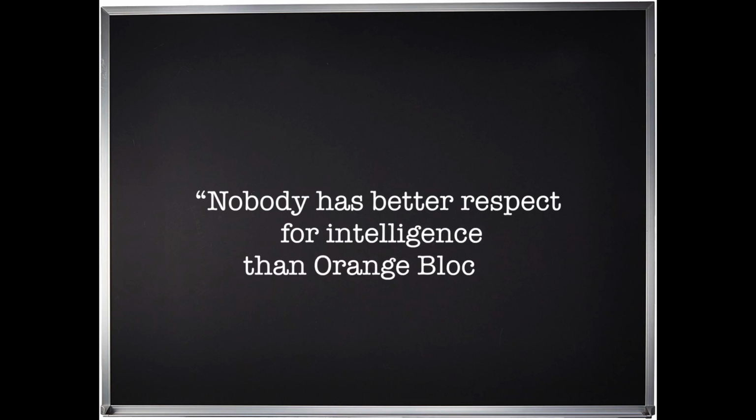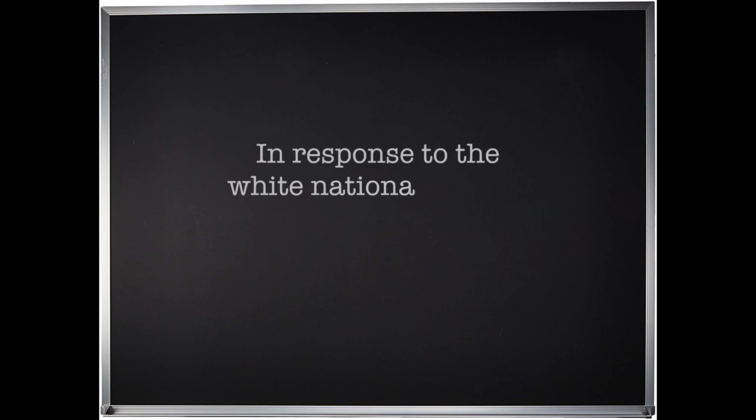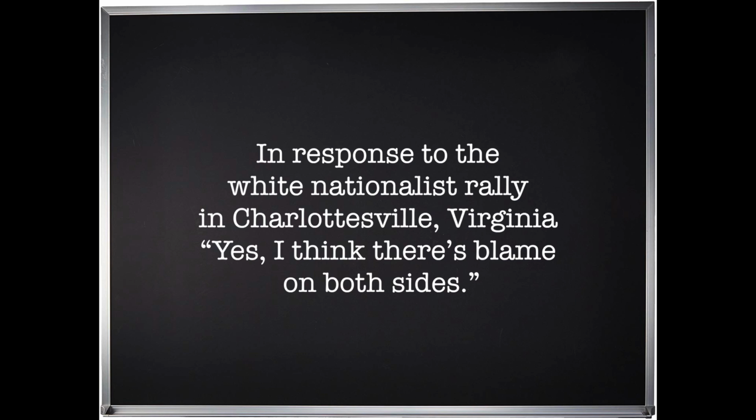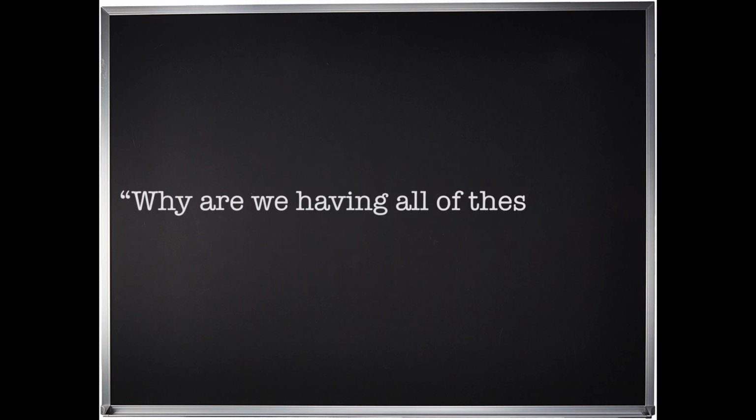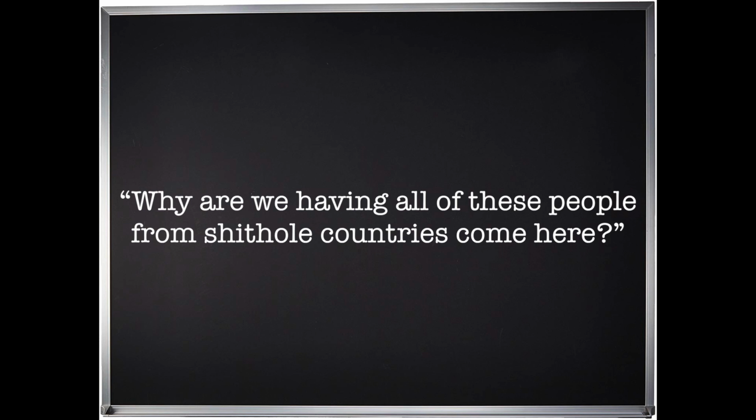Example number 1. Nobody has better respect for intelligence than Orange Block. Number 2. In response to the white nationalist rally in Charlottesville, Virginia, Orange Block said, "Yes, I think there's blame on both sides." And lastly, in response to immigration to the United States, "Why are we having all these people from shithole countries come here?"